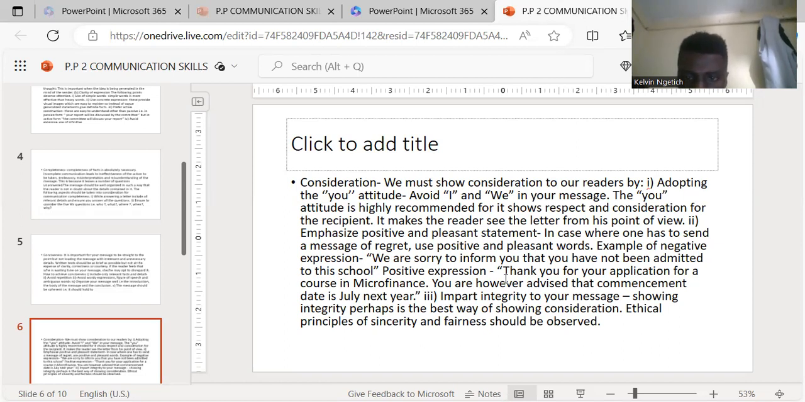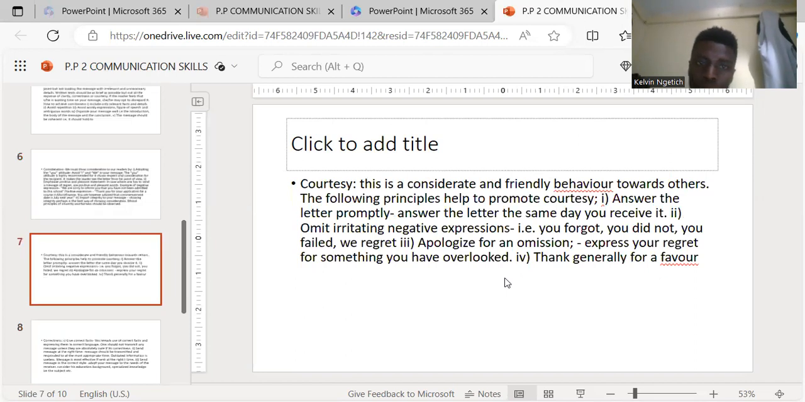Number three, impart integrity to your message. Showing integrity is perhaps the best way to show consideration. We have the ethical principles of sincerity and fairness that we should observe. Next, courtesy. This is considerate and friendly behavior. The following principles help to promote courtesy.